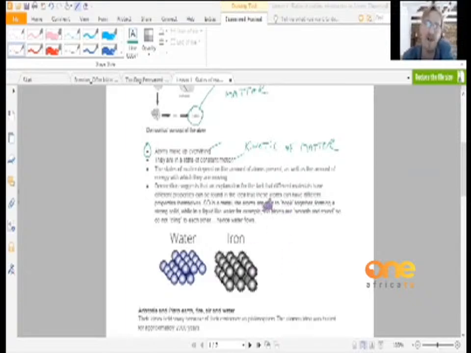We're speaking about the energy with which particles are moving. So in a gas, particles move with a lot more energy than they do in a solid.